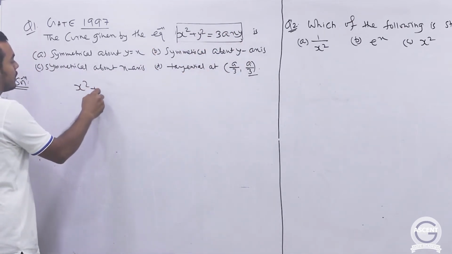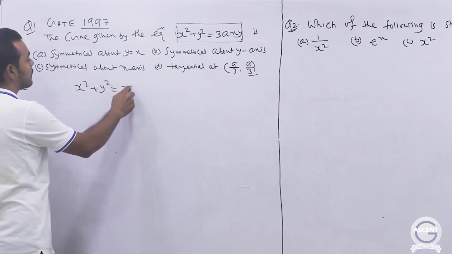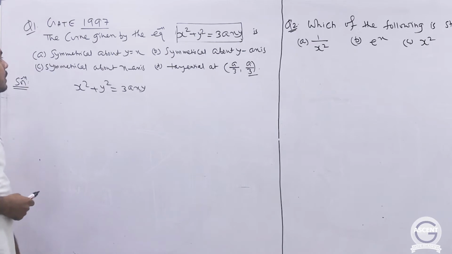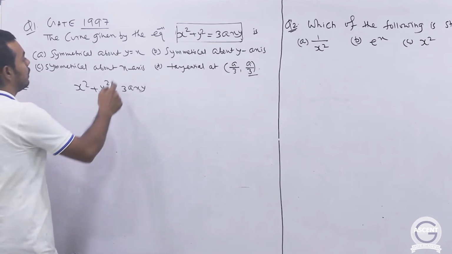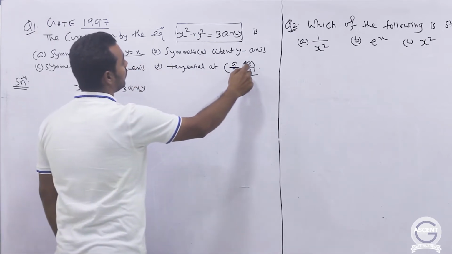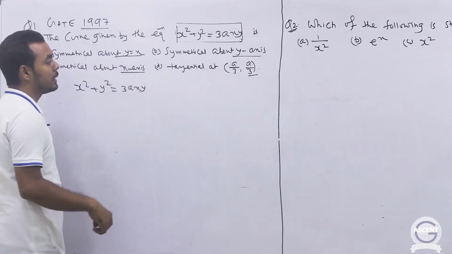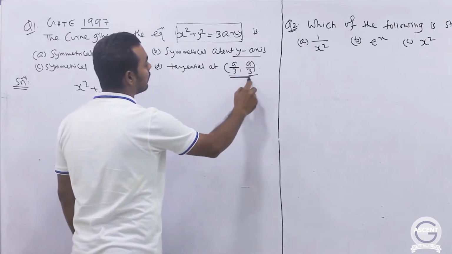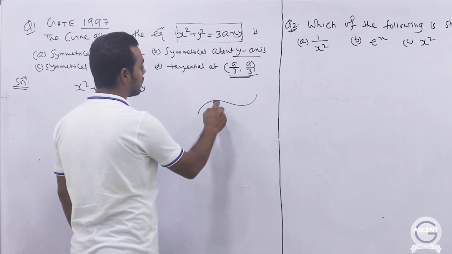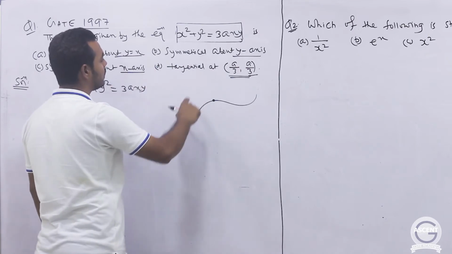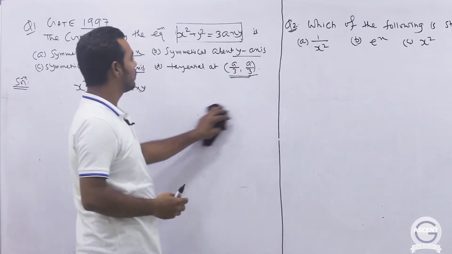Okay, this is the equation of the given curve, x square plus y square equals 3axy. Four options are given: symmetric about line y equals x, symmetric about y axis, symmetrical about x axis, and tangential at point a by 3, meaning that if this is some graph, then the curve given by this equation is tangential. This fourth point has no meaning.